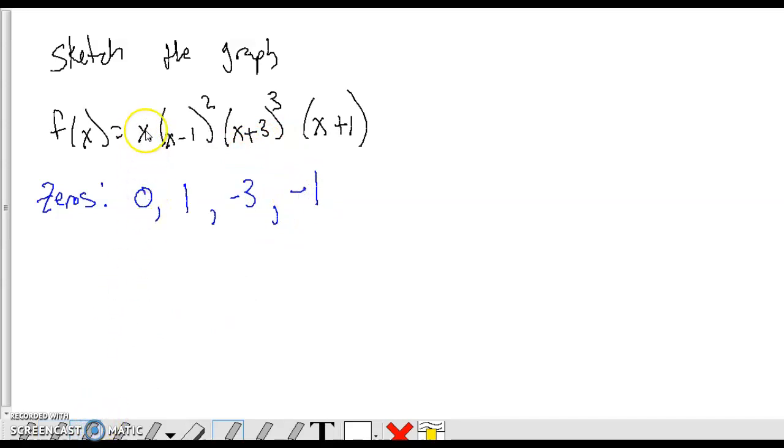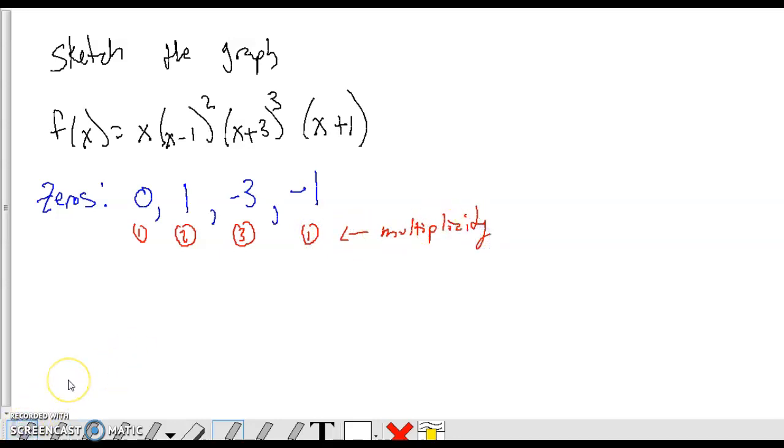Okay, I only see 0, 1, so it only has an exponent of 1, so I'll put a little 1 next to that. This (x minus 1) that had a square next to it, so it would be a multiplicity of 2. This had a 3 next to it, so it would be a multiplicity of 3. This had a 1 exponent, so this will be a multiplicity of 1. So these are all your multiplicities.